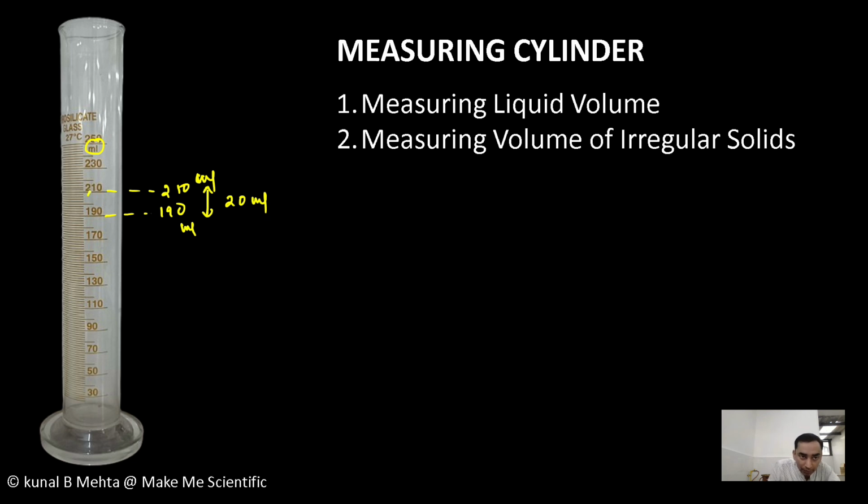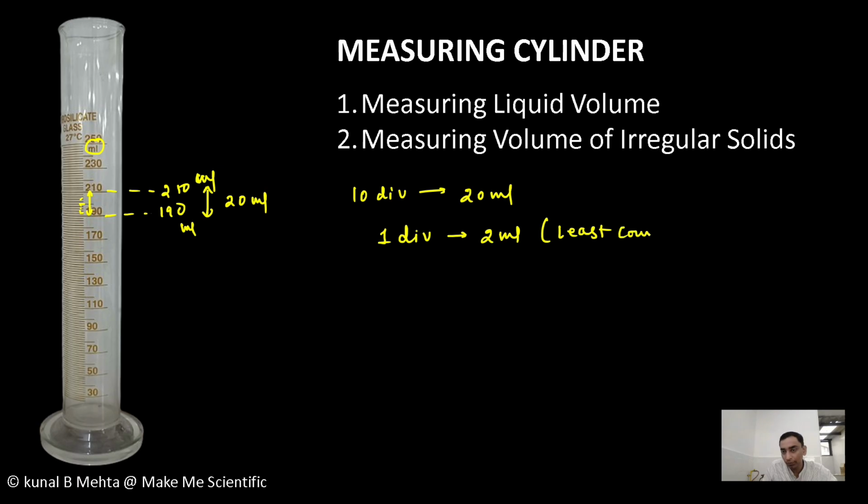And in that gap, you have 10 divisions. You can count 1, 2, 3, 4, 5, 6, 7, 8, 9, 10. So 10 divisions correspond to 20 ml. So 1 division corresponds to 2 ml. This is known as the least count of this measuring cylinder. All right. So the minimum amount that can be measured with the help of this measuring cylinder is 2 ml.